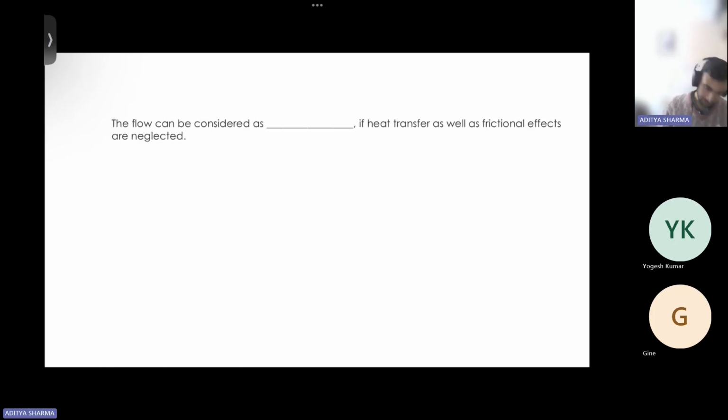Then, yes, what will be the answer to this fill in the blank? The flow can be considered as dash if the heat transfer as well as the frictional effects are neglected.